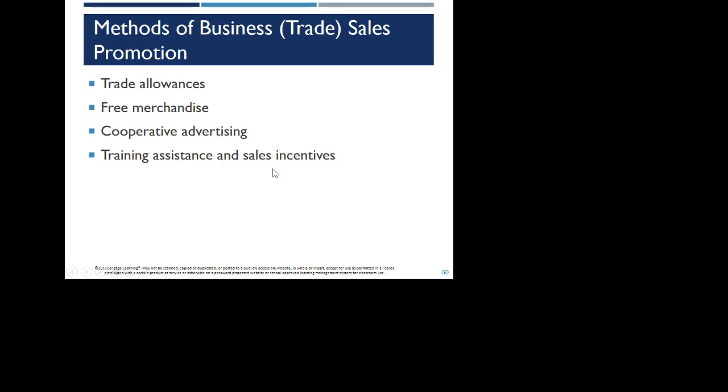Within the business markets, there's cooperative advertising. A manufacturer could give a retailer money in exchange for that retailer promoting their particular brand in their store or in their advertising. Trade allowances, free merchandise, things like that, training assistance, sales incentives. You may go into some retailer and there'll be a salesperson from the manufacturer in there, working with the retailer's salespeople trying to sell products. That falls in here as well.